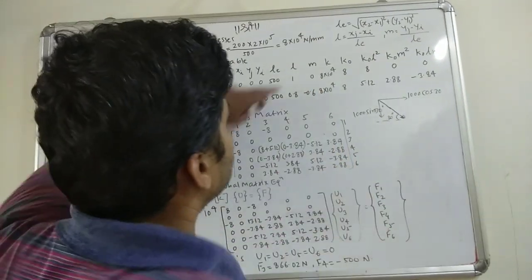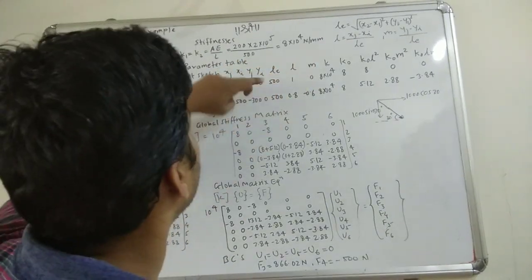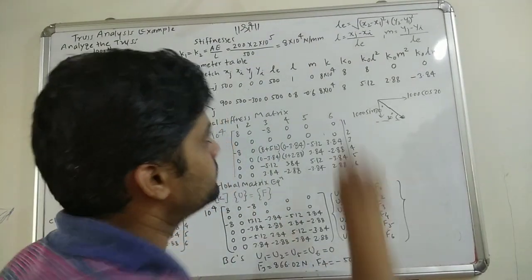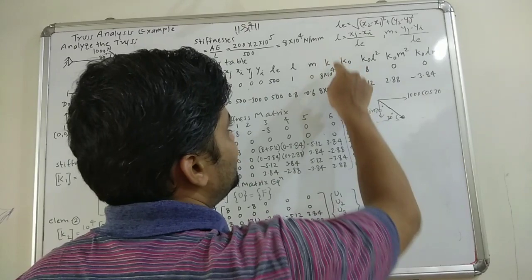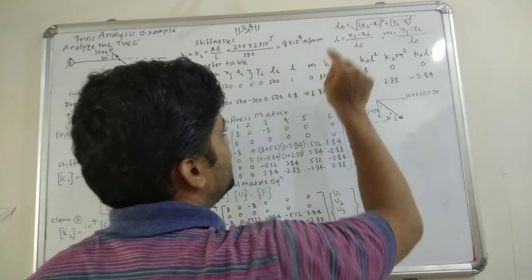Then L comes out to be 1 and M comes out to be 0, simply because my y coordinate is 0 and, since it's a horizontal member, it is not changing. So M comes out to be 0. Then I write the value of stiffness, which is 8 into 10 raised to 4.